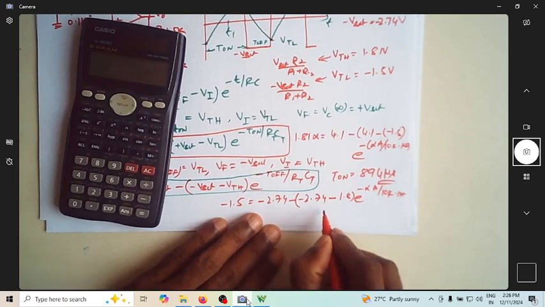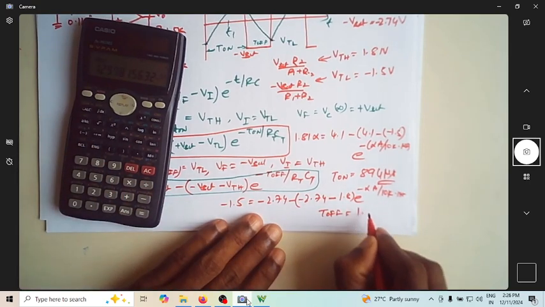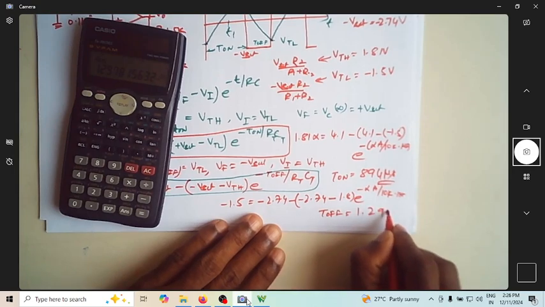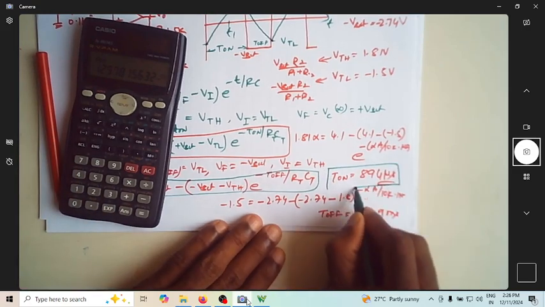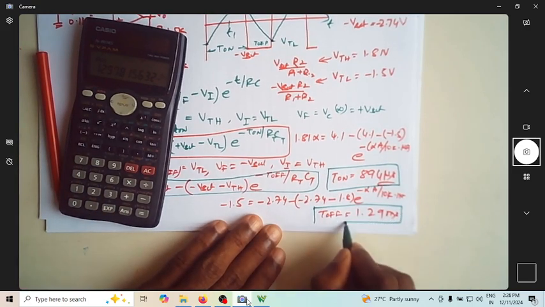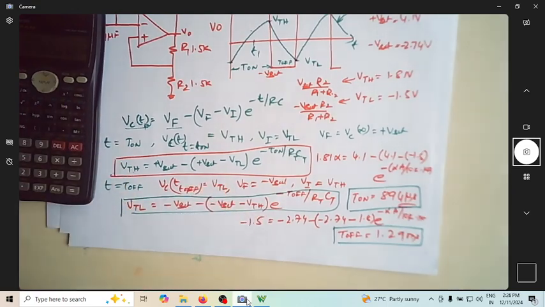Okay, now let me see how much T off is. So T off, I'm getting 1.29 millisecond. So this is my on time, this is my off time using the equation. Let me find out how much my on time and off time are in the measurement.